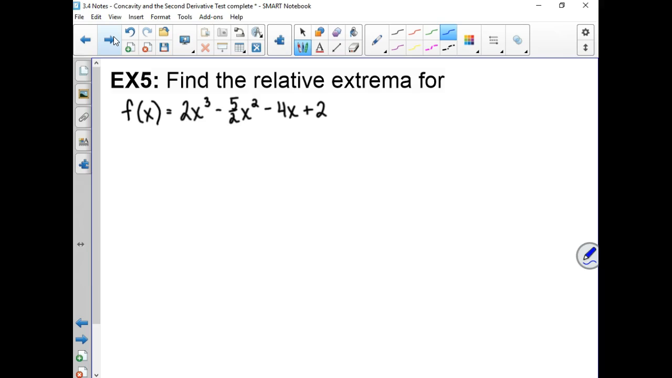All right, so relative extrema for this problem. I didn't specifically say it here, but I want us to use that second derivative test because that's what we're working on here. So f prime of x would equal 6x squared minus 5x minus 4. And then I'm going to go ahead and set that equal to 0, and hopefully that will factor.